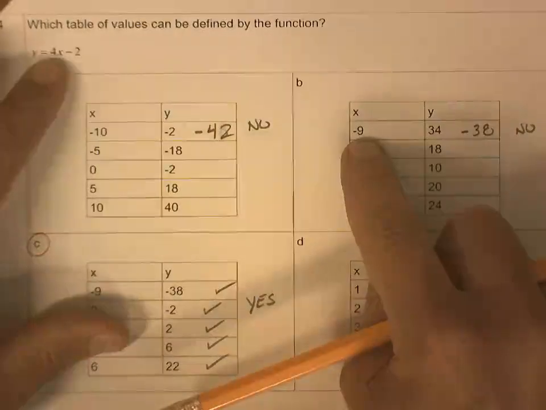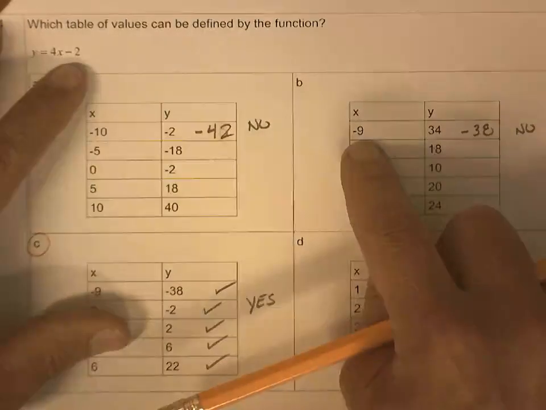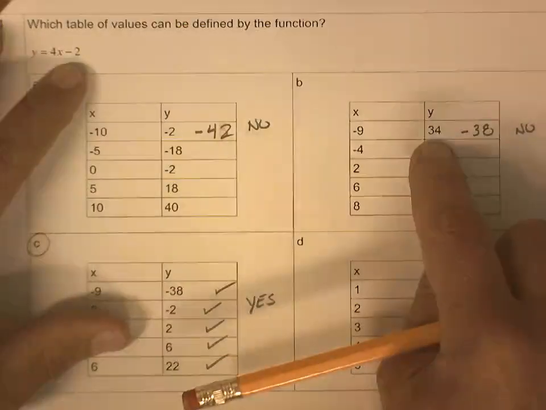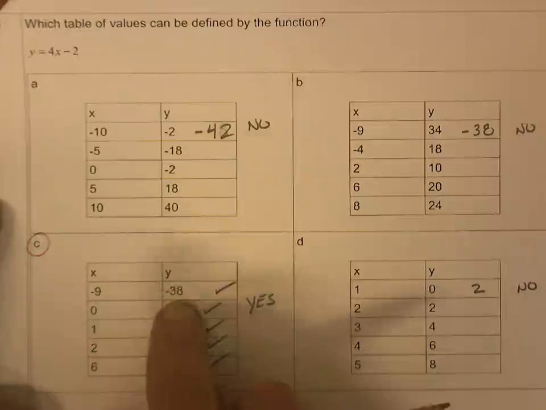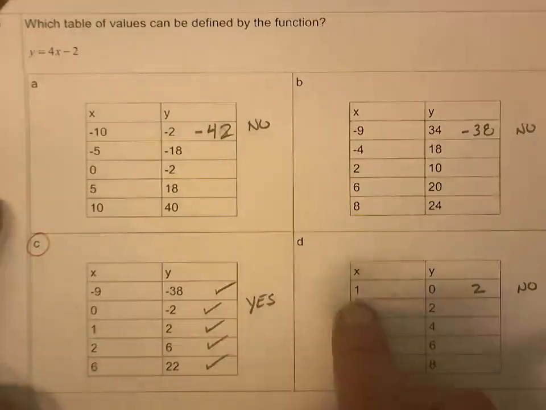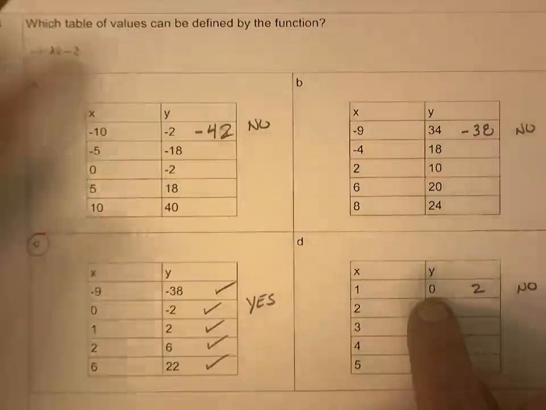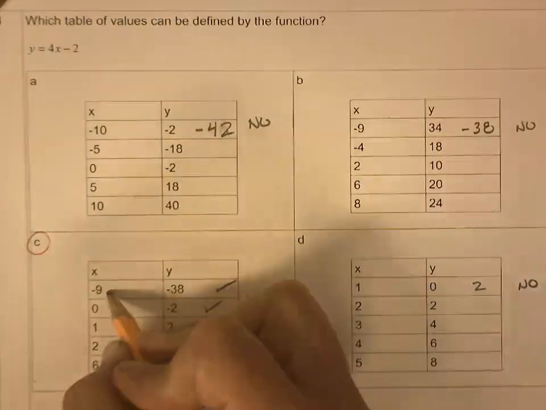Let's plug in a negative 9. 4 times negative 9 is negative 36, minus 2 is negative 38. That one didn't work because it was telling me 34 should come out. It's not that one. Negative 9, out comes a negative 38. This is the one that works, and I can check it with all those values. And this one does not work because 4 times 1 minus 2 is 2, not 0. So what you're going to do is plug in the first value and see if it works.